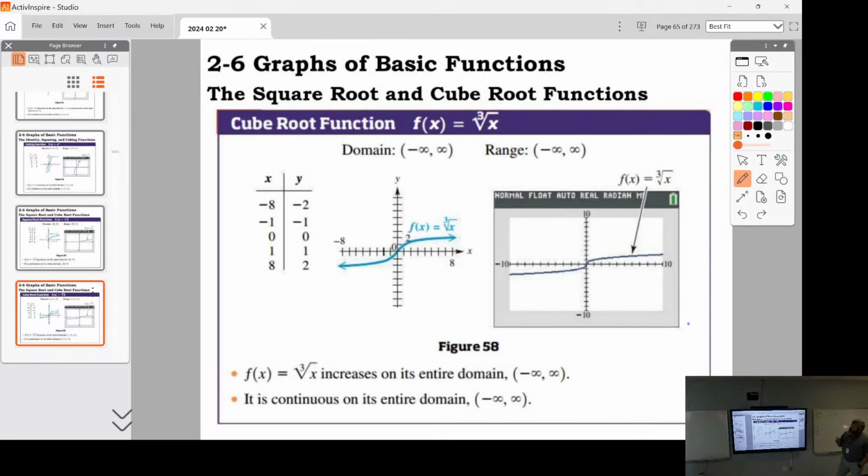The cube root function. Y equals the cube root of x. The index is a 3. The cube root function looks a lot like the cube function. Again, got kicked in the head and knocked over.